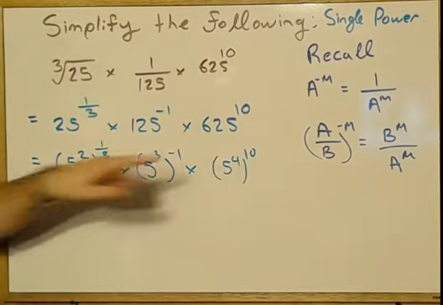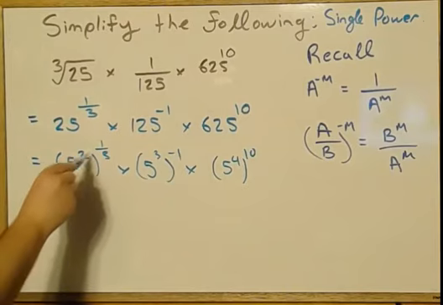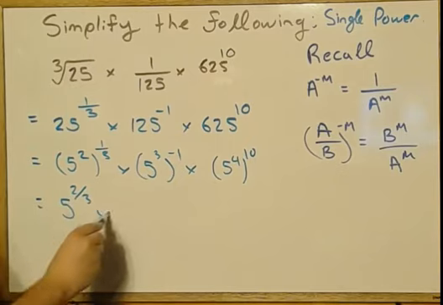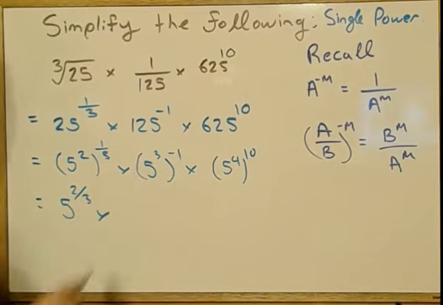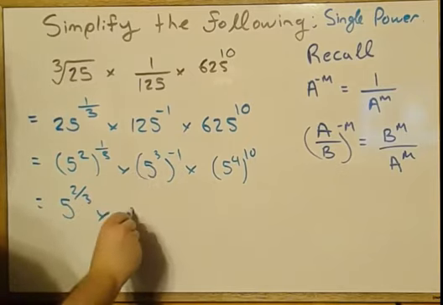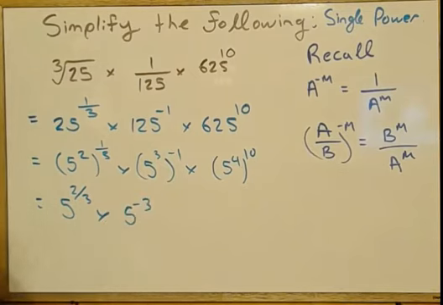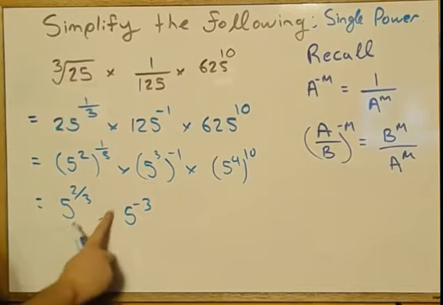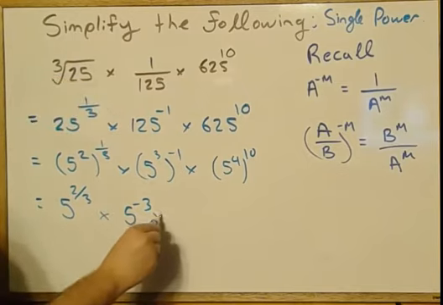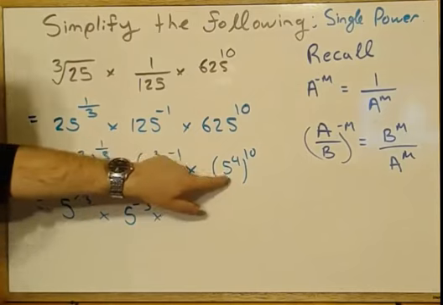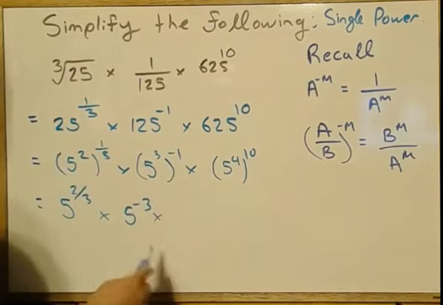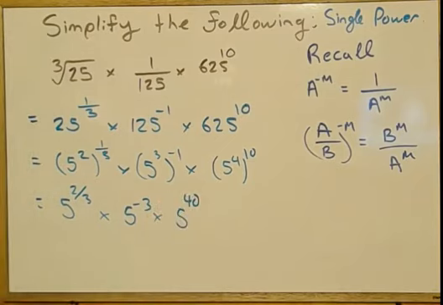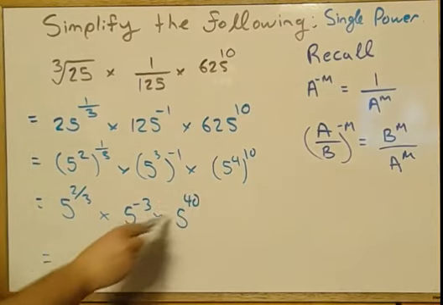Let's go ahead and clean up all of our exponents here. So 2 times 1/3 is the same thing as 5 to the power of 2/3. 5 to the power of 3 to the power of negative 1 is the same thing as 5 to the power of negative 3. And so we've established the relationship between the fraction and the power. And 5 to the power of 4 to the power of 10. So 4 times 10 is going to be 40. And now let's combine these.